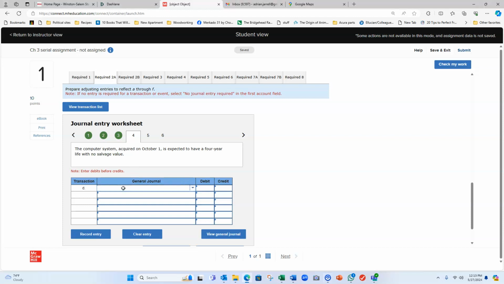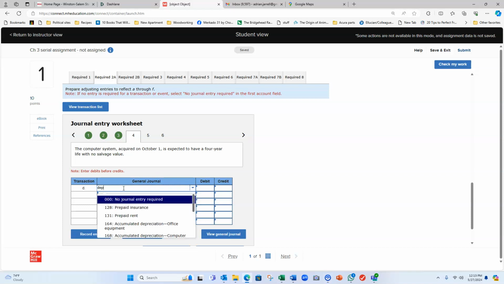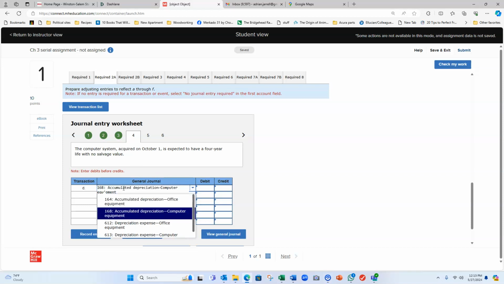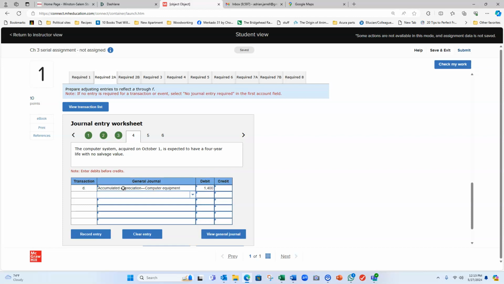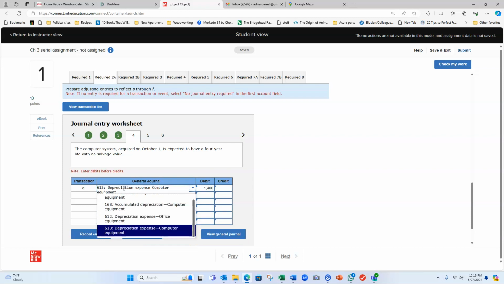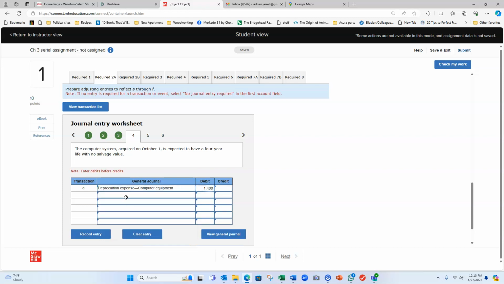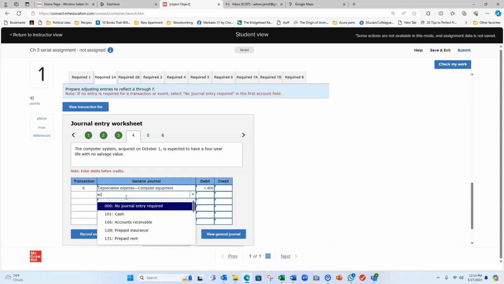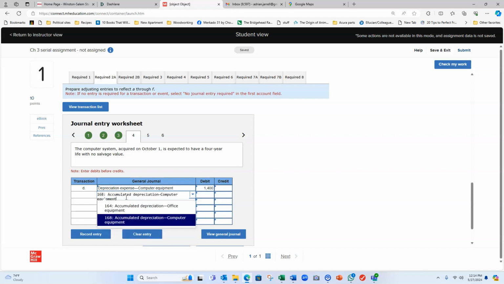Depreciation is an interesting adjusting entry. We're going to debit an expense, and it's going to be depreciation expense, and it's for computer equipment, $1,400. The credit is not to an asset account. Like I said in one of my previous videos, you can't adjust a long-term asset, but you do adjust the contra asset account, the accumulated depreciation. And I got this wrong. Depreciation expense, there we go, that's what we want. And we want to credit the accumulated depreciation account for computer equipment.